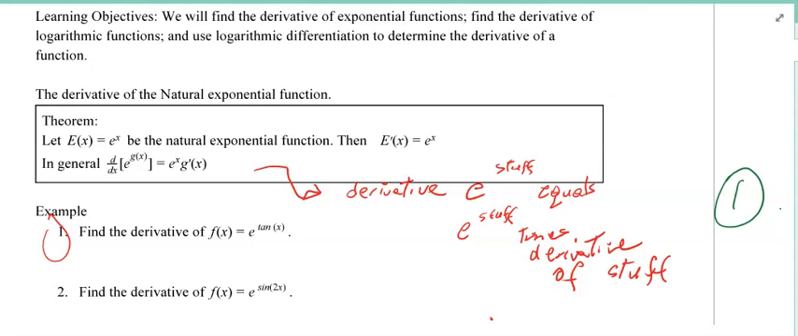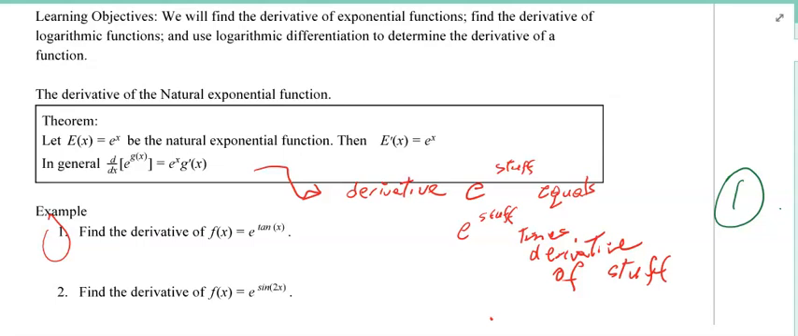Hello everyone, today we'll explore the derivatives of exponential functions, find the derivative of logarithmic functions, and use logarithmic differentiation to determine the derivative of a function. So let's look at the theorem.